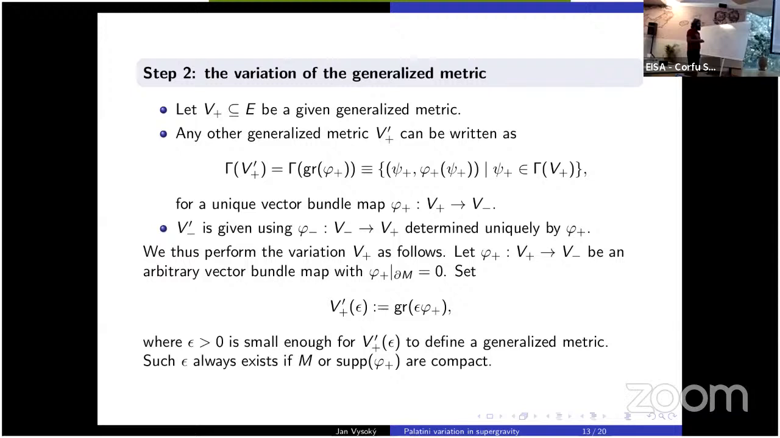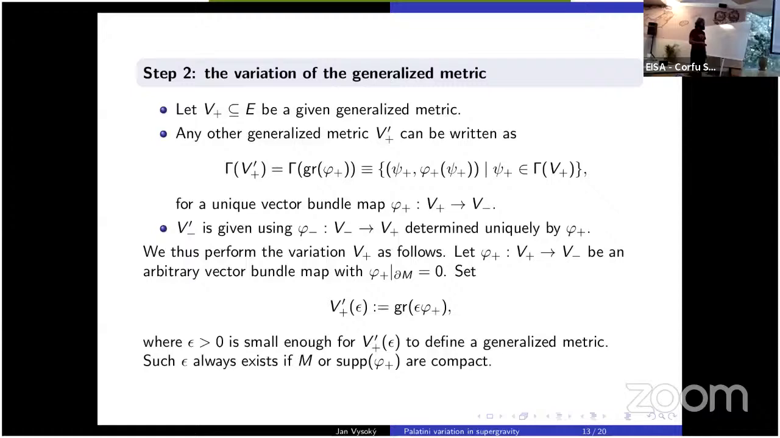And if you assume that epsilon is small and is defined, if everything is compact, that's easy. It always defines a generalized metric. If not, you have to assume that the support of this phi plus is compact, and then epsilon can always be chosen small enough such that this is again a generalized metric.